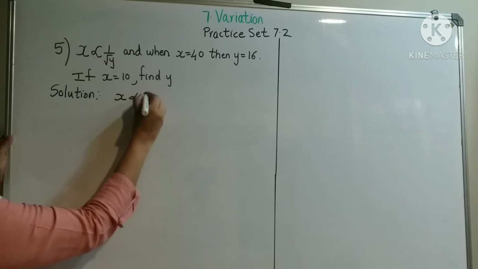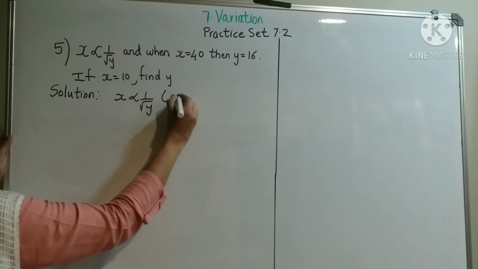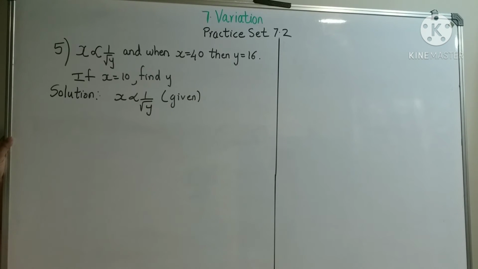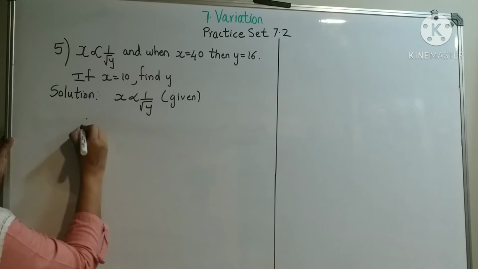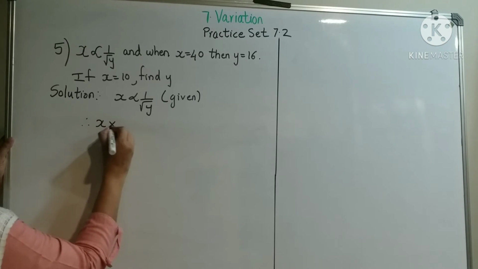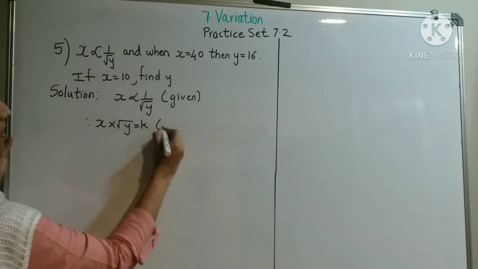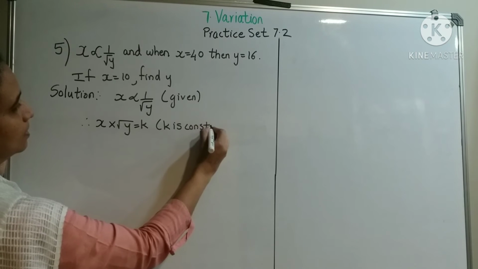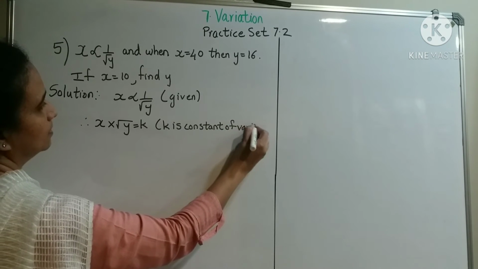X inversely varies to square root of y. This is given to us. Now, in case of inverse variation, the product of two quantities is a constant. Therefore, x into square root of y is equal to k. K is constant of variation.